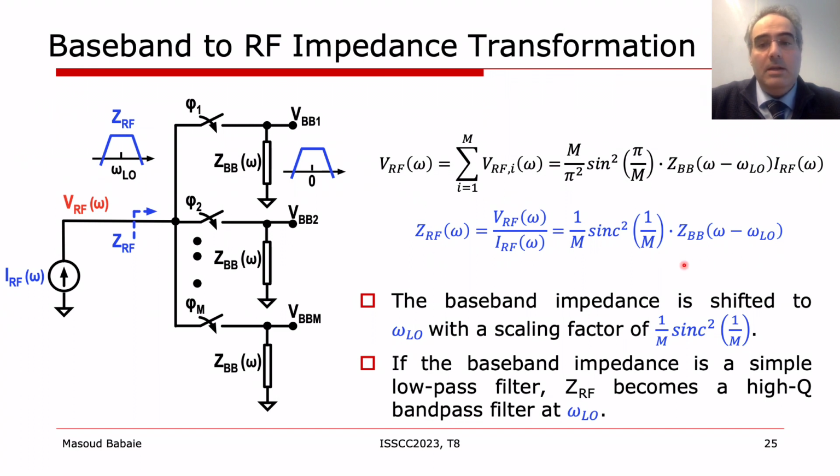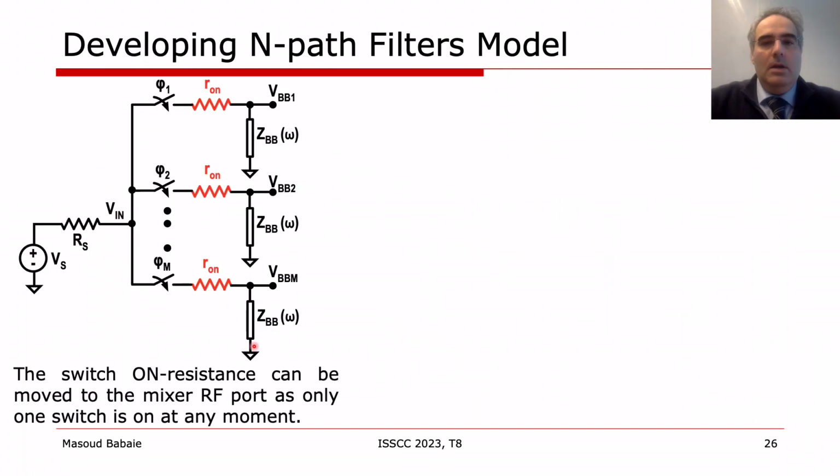It is indeed related to the baseband impedance ZBB, but shifted to the LO frequency along with a scaling factor of 1 over m times sinc squared of 1 over m. For m larger than 8, this scaling factor can be simplified to 1 over m. If the baseband impedance is a simple low-pass filter, this circuit transforms it to a high-Q bandpass filter at the LO frequency. Now let's develop a compact model for M-pass filters.